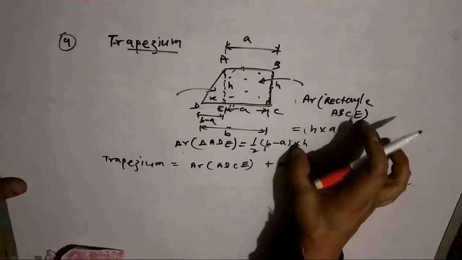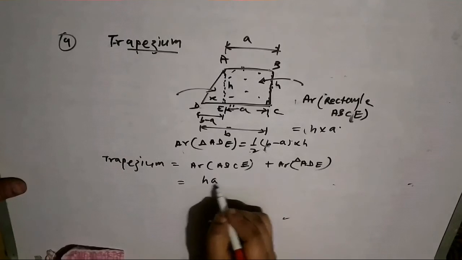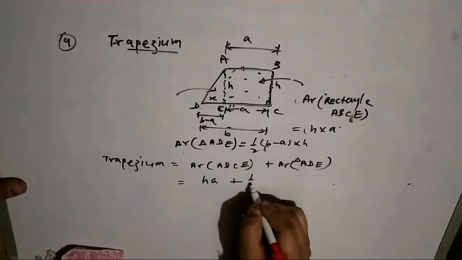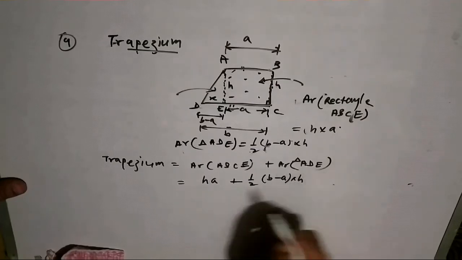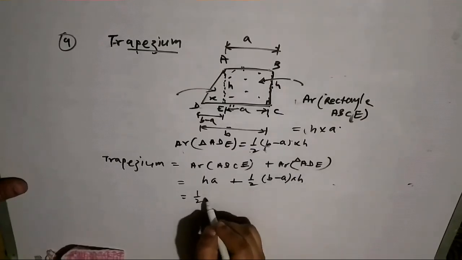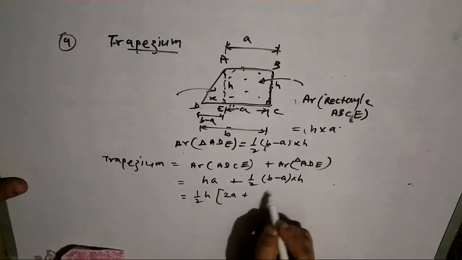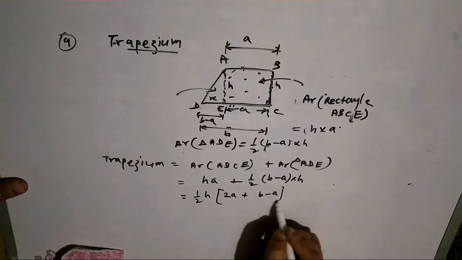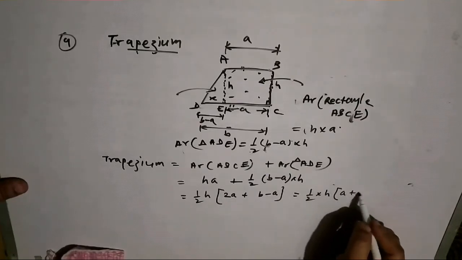So let us take this here. The area would be a into h plus 1 by 2 into b minus a into h. So again let us take 1 by 2 of h common, so that would become 2a plus b minus a. So a would cancel out, 1 by 2 into h, a plus b would remain.